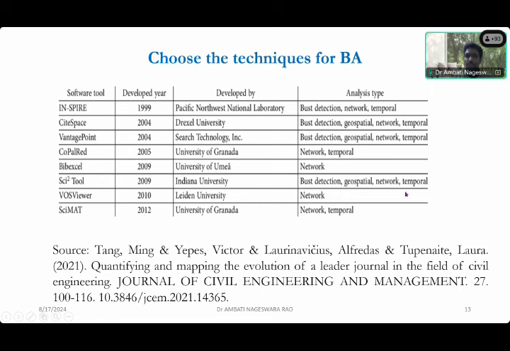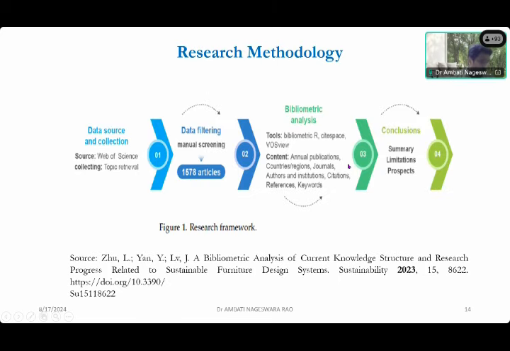If you have clarity on what exactly you want to do, one can choose the type of software that you want. Now, as we are all going to choose bibliometrics, that is Biblioshiny, we have decided that we are going to use the Biblioshiny app. Next step is research methodology.